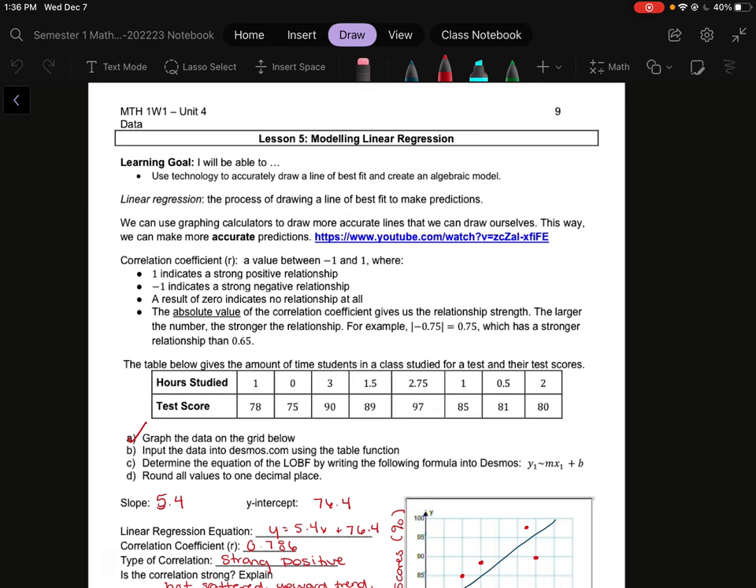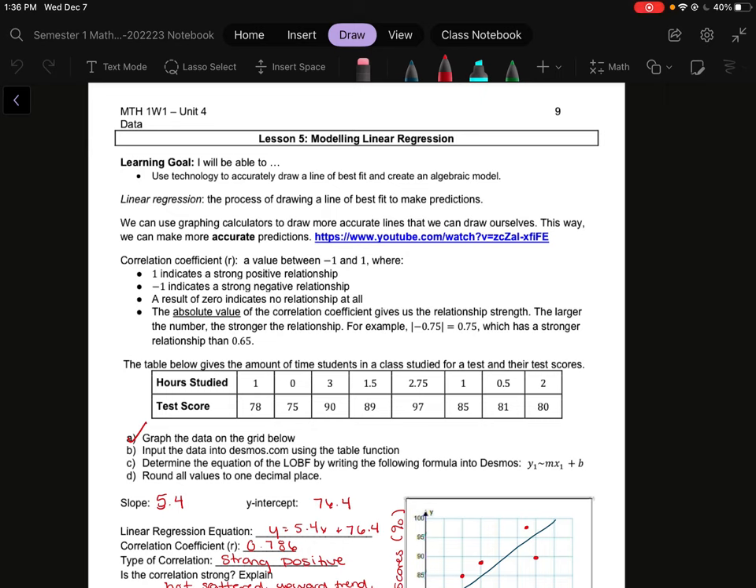Hi everyone, so today we're going to be looking at lesson 5, which is modeling linear regression. You're going to be using technology to help you draw the line of best fit and to create an algebraic model. Do recall, and if you've never heard of this before, linear regression is a process of drawing a line of best fit to make predictions.